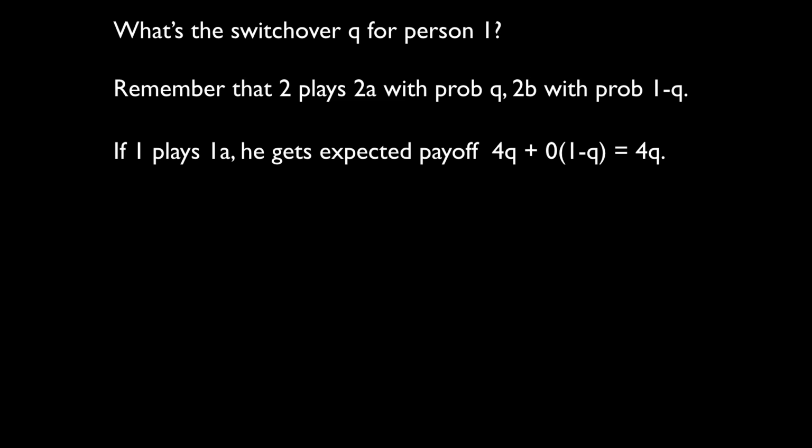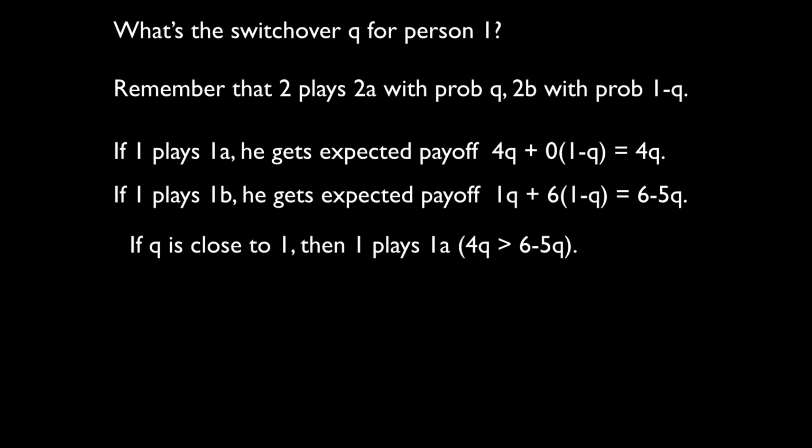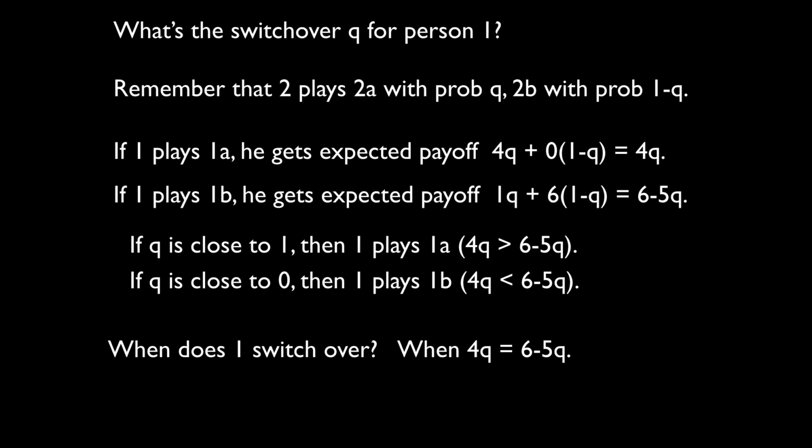Okay. If 1 plays B, he gets expected payoff this. Okay. The switchover, so Q is close to 1, this is bigger than this. Q is close to 0, this is bigger than this. The switchover is exactly when those two things are equal, right? When does one switch over? When 4Q equals 6 minus 2Q. That's the switchover problem. And I can solve for those things. I get Q equals 2/3.